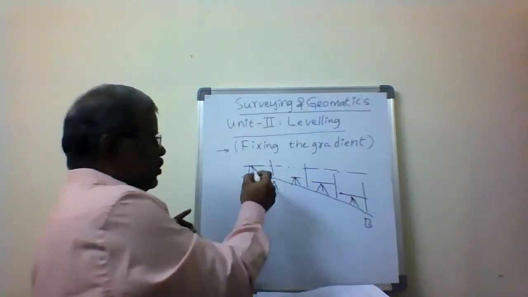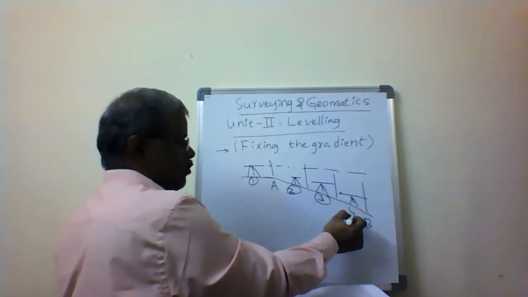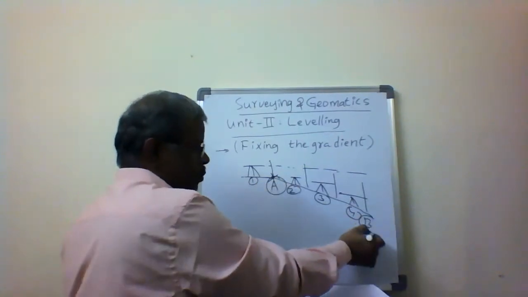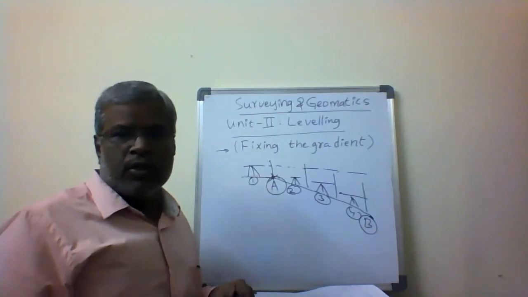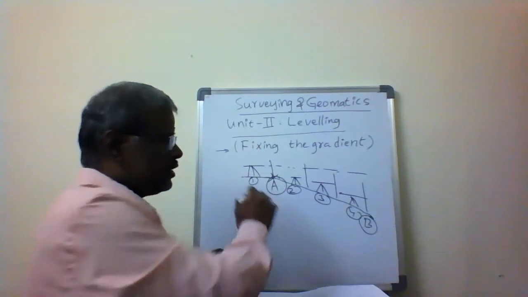So this is the first setup of the instrument, this is the second setup, the third setup, and the fourth setup of the instrument, and we are going to reach from point A to point B. This is what we call continuously sloping ground. Then how are we going to find out the gradient of this sloping ground?